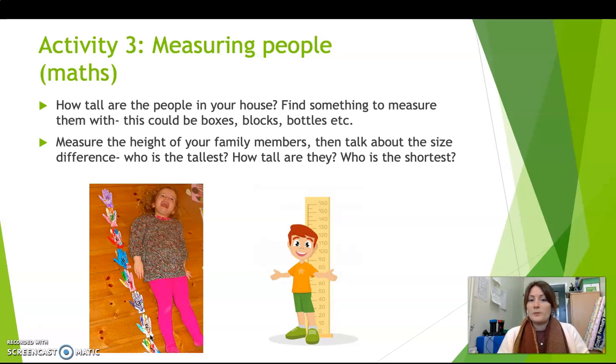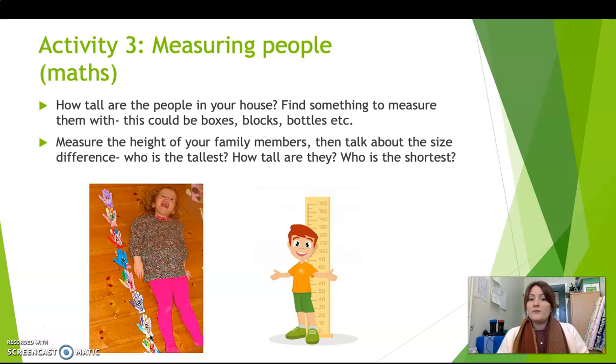You could use boxes or pillows or blocks or bottles or like this little girl is in the picture. She's drawn around her hand and put numbers on them, and then she's seen how many hands tall she is. So you can see that she's about 8 hands tall in this picture. So you could do anything to measure yourself and the people that live in your house.